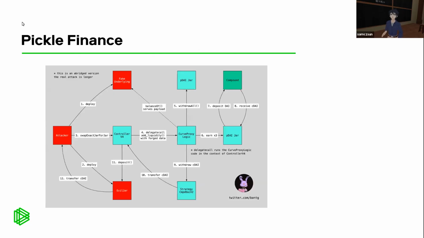And to give you an idea of how technically sophisticated it is, here's a flowchart made by a community member, which shows you just how many steps went into this attack. And I want to draw your attention to three steps in particular. Number one and number two shows the attacker deploying these fake underlying and evil jar contracts, which we'll get to later. And then step number four shows the attacker performing a delegate call to the curve proxy logic with some forged data. Now, we already know what delegate call does, so you might be wondering what exactly was curve proxy logic doing that made this whole attack possible.